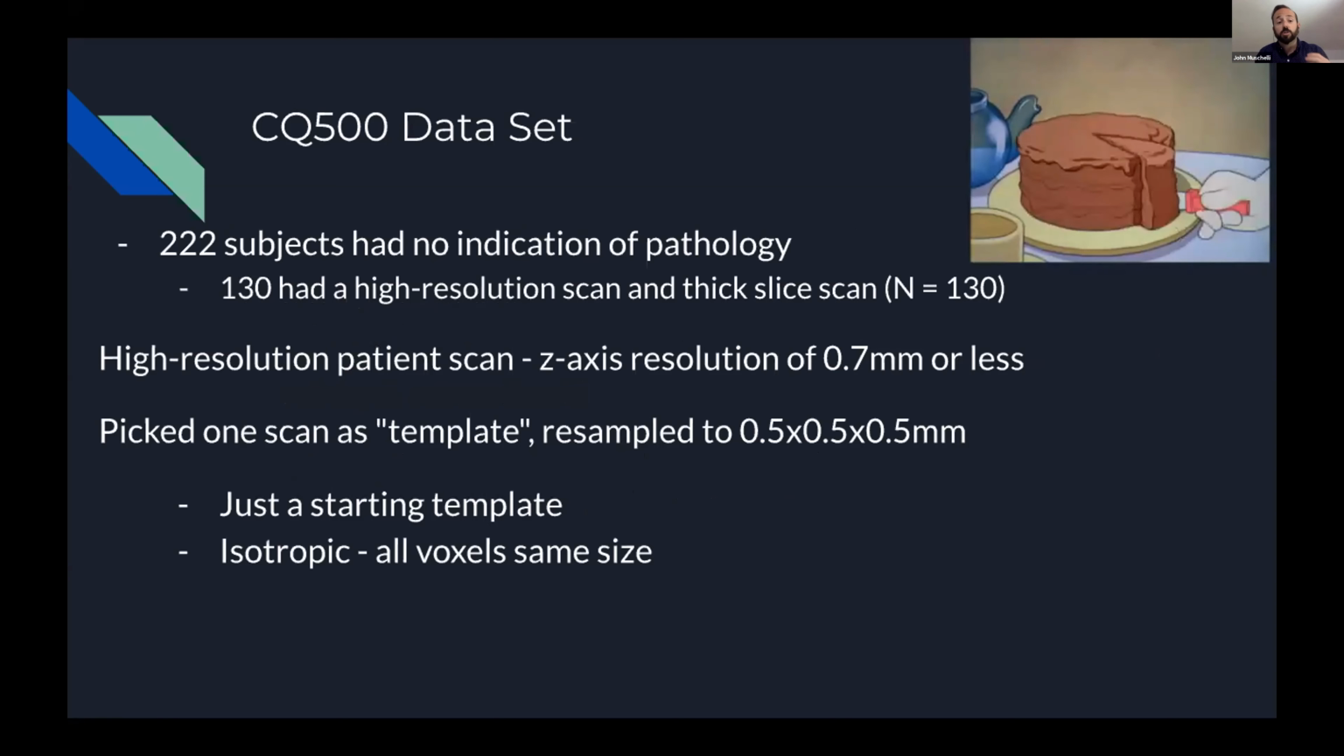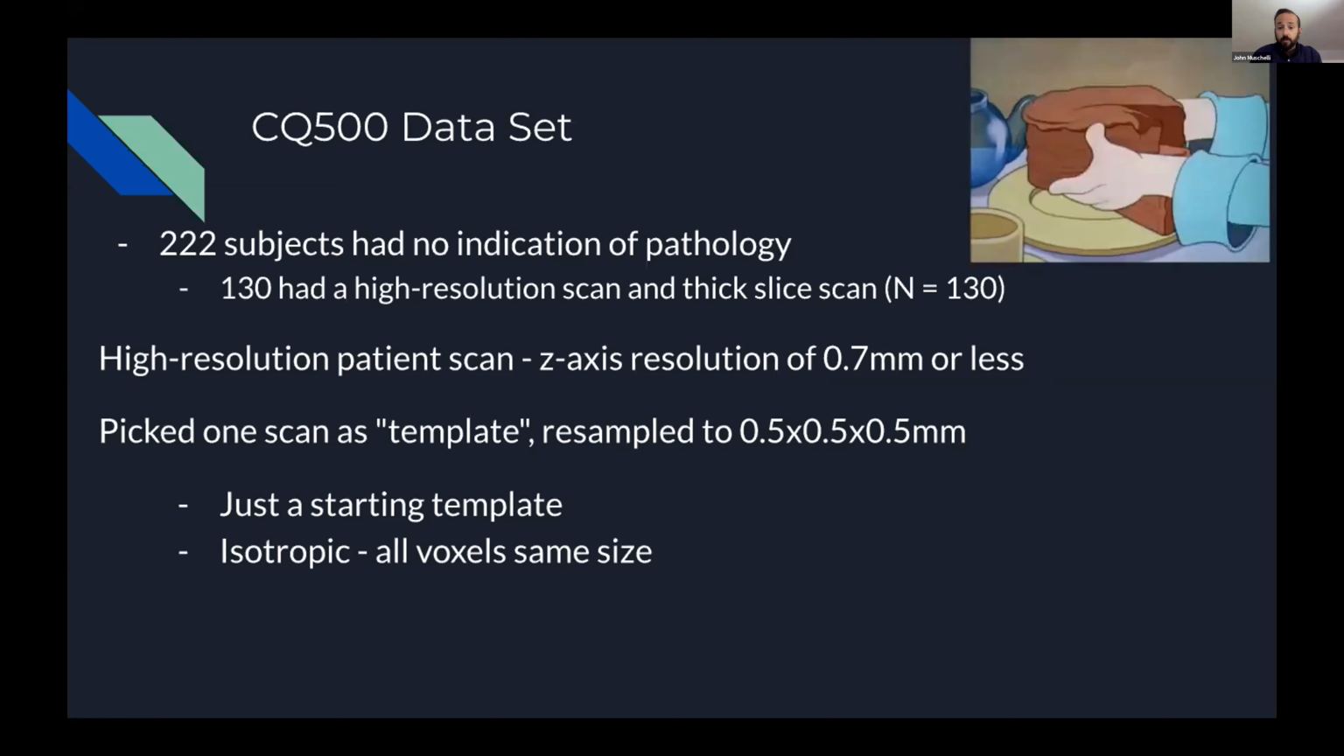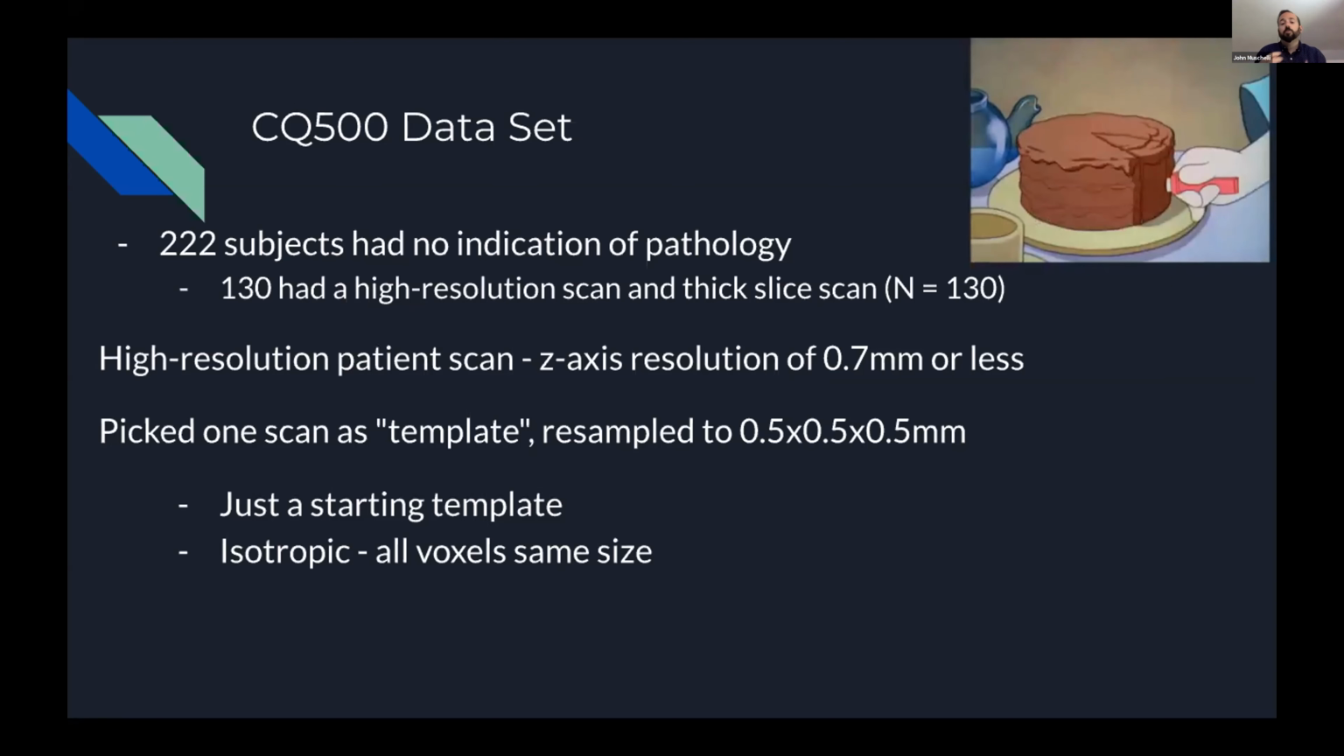And then as a subset of those, 130 of them had a high resolution scan and a thick slice scan. If you look at the cake over here, you can see thin or thick slices. When I talk about a thin slice or high resolution scan, I'm talking about in the Z direction. If you're slicing the head like this, it will have a resolution of 0.7 millimeters or less. A lot of the stuff in MRI will be high resolution throughout. CT is a little bit different due to the way they take the scans or reconstruct them for radiologists to look at. But 130 of them had this criterion where the Z-axis was 0.7 millimeters or less, and I picked one of them and said, this is going to be the starter for my template.